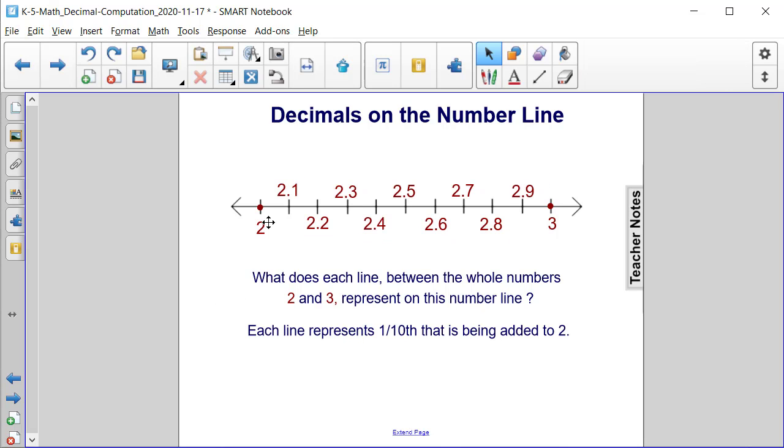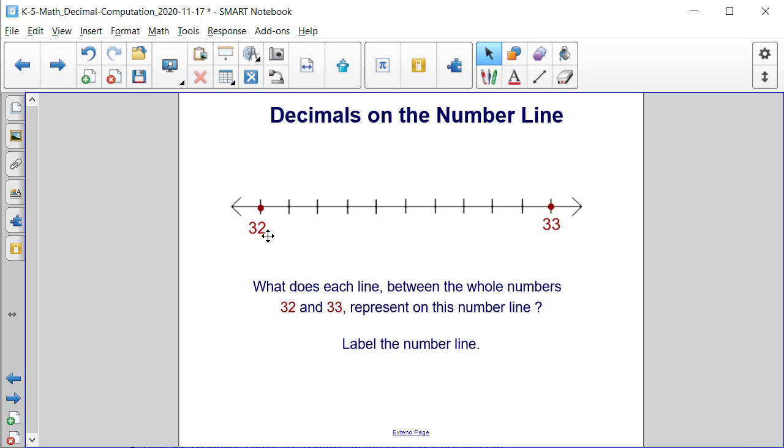This slide verifies that each line in between 2 and 3 represents 1/10, and 1/10 is being added to 2. So we get 2 and 1/10, or 2.1. Then we get 2 and 2/10, or 2.2. So each individual dash represents 1/10 of a unit. And 1/10 of that unit is being added onto 2.